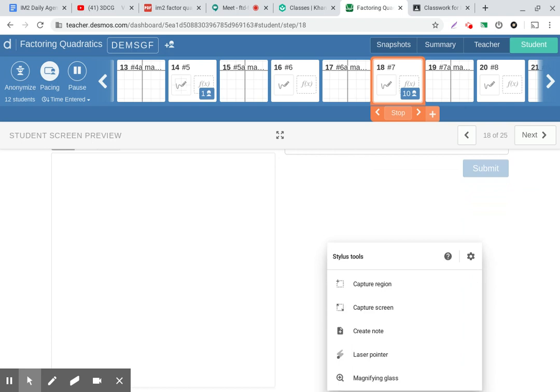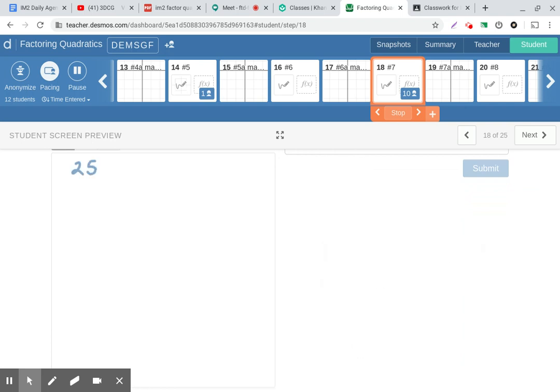Also, I stopped giving you guys the little rectangle, the square, because I wanted you to draw your own, right? So number 7 is 25x squared minus 35x plus 12. Now, we need two numbers that multiply not to 12 because there's a 35 here. You actually have to multiply these together.